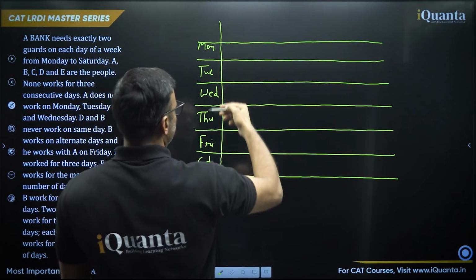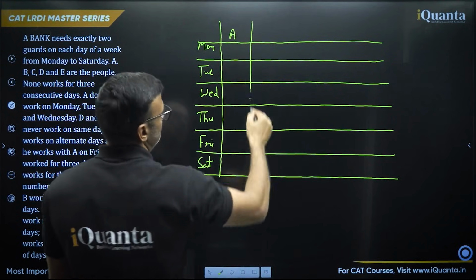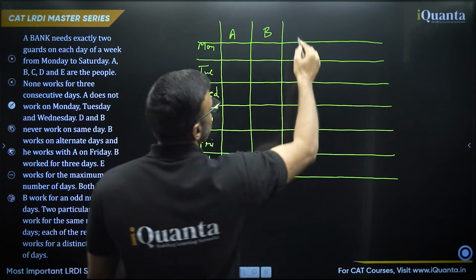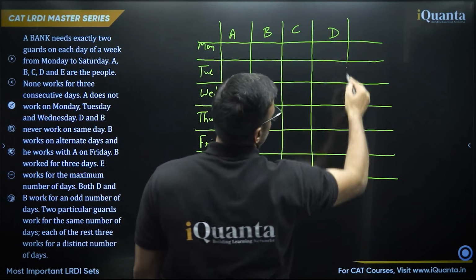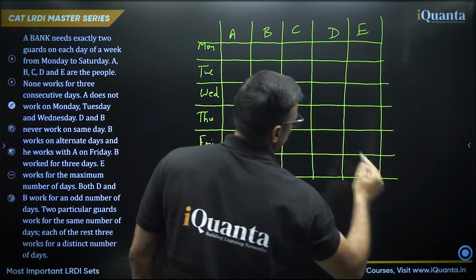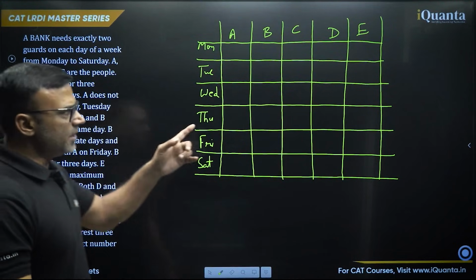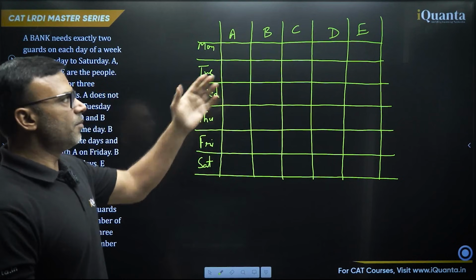Friday, Saturday. Okay, so Monday, Tuesday, Wednesday, Thursday, Friday, Saturday. And there are 5 people, A, B, C, D, E. So we have all the people here. Now what we do is, wherever we know that somebody is working on a particular day, we'll put a tick mark, and if somebody is not working, we'll put a cross mark.